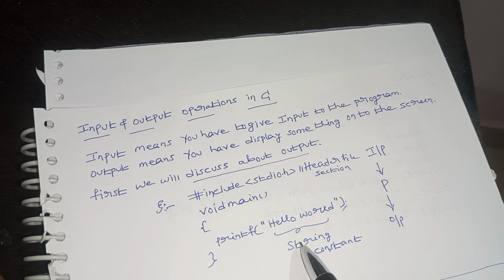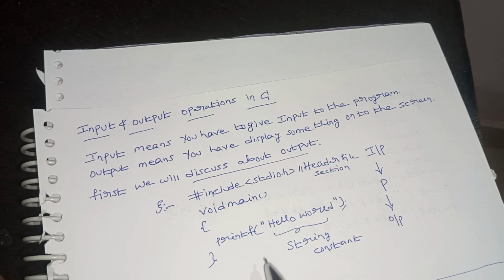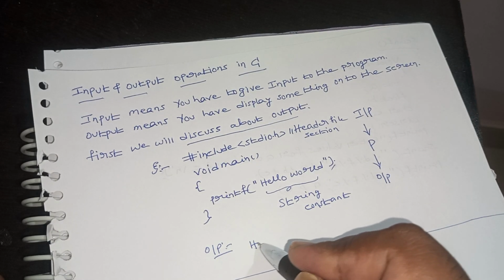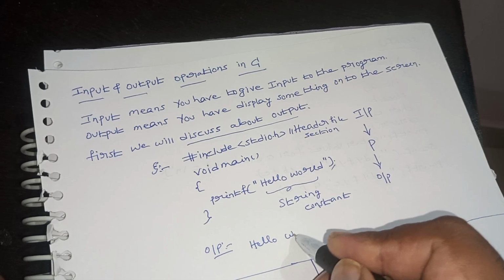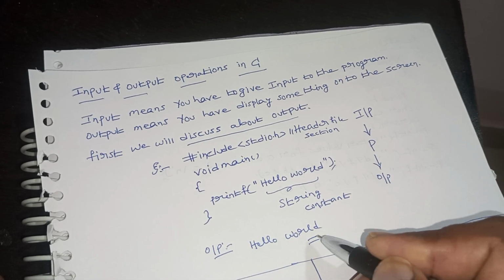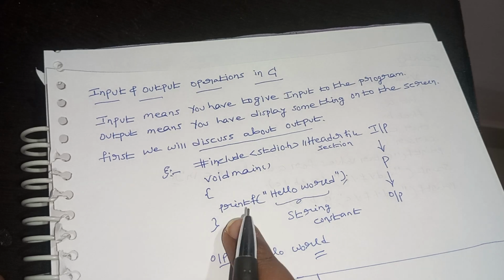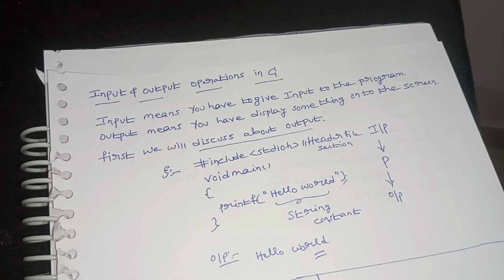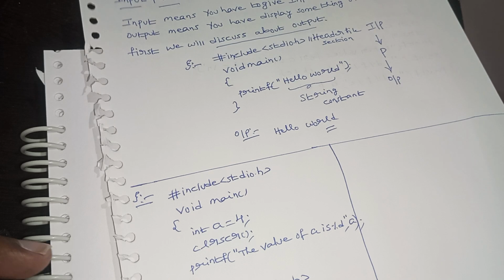Then you have to save the program, compile the program, and run the program. Then the output is hello world. So using this printf function I am able to print anything onto the screen. This is a very basic, small C program. Now coming to the next one.